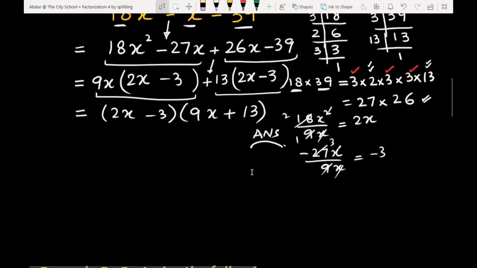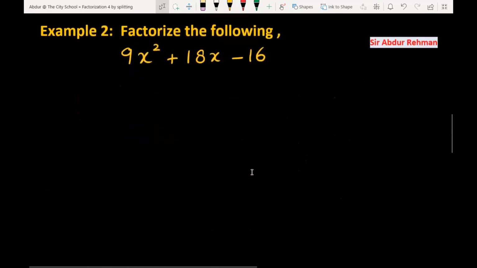Let's take the second example, example number 2. The example number 2 is 9x squared plus 18x plus 16. You can multiply 9 and 16 and find the factors to get 18. But with the other method, you can do this by finding the prime factors of 9.